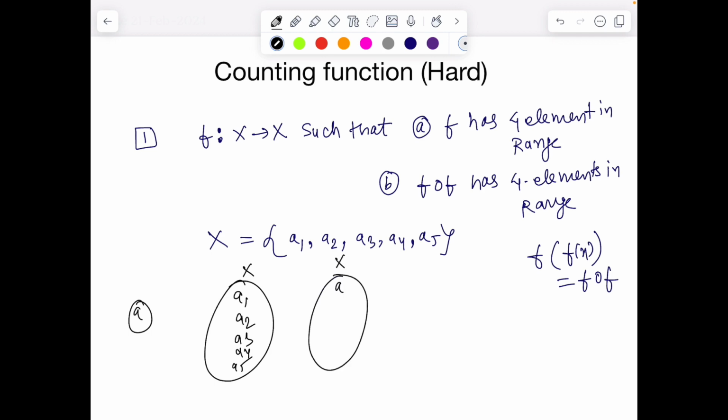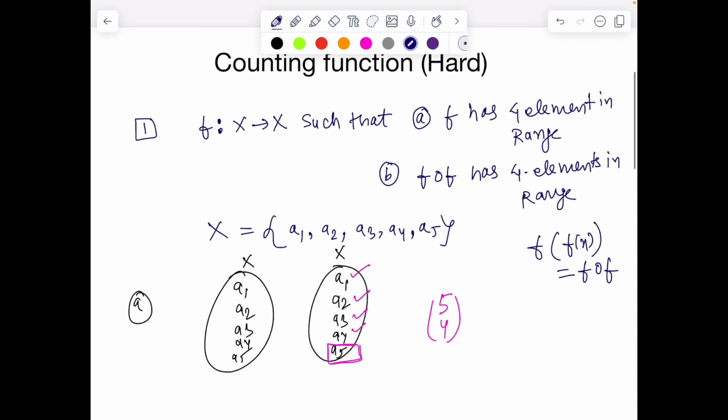So I've set a1, a2, a3, a4, a5 operating to the same set. If you want 4 elements as the range, let's say a1, a2, a3, a4, we have to leave one of them. So in how many ways can we leave one of them? 5c1, or I can select 4 elements in 5c4. Now once I've done this selection, the next part is to map the input to the output.